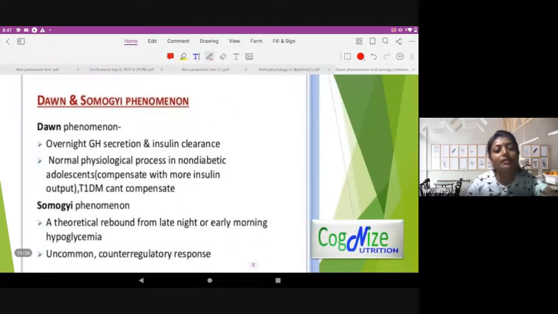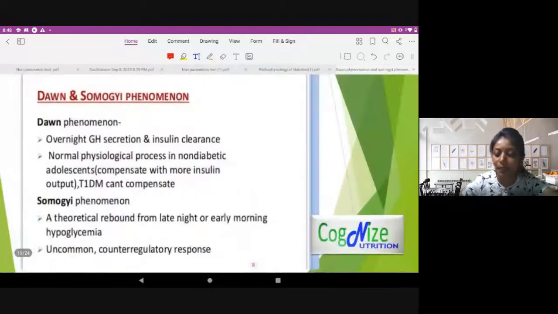Now, again, let's see this comparison. Just now we have learned one thing, right? That in dawn phenomenon, what you find, that the same thing will happen. In dawn phenomenon, the growth hormone will be secreted and there will be insulin clearance. Insulin clearance means in night what happened? The excess amount of hormone which we have in our body, that is mostly cleared. That is excreted or that is secreted out of the cells so that it can be cleared out of the body. So that is the insulin clearance which is happening for all.